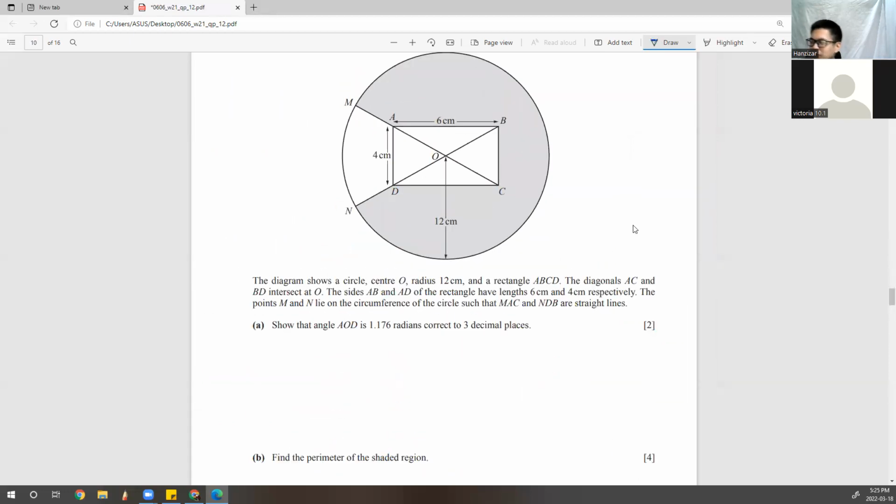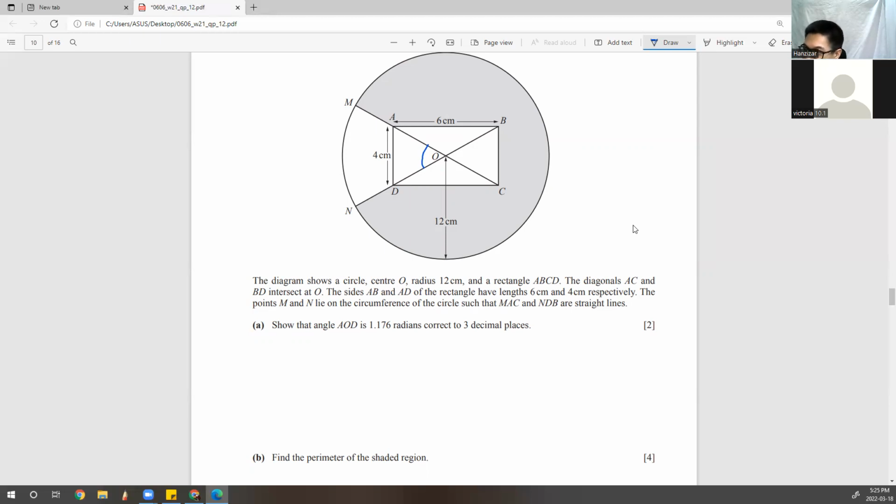Now, the diagram shows a circle with radius 12. Okay, the radius is 12. And what is it again? Okay, in between the diagonals, it has the rectangle here. Show that angle AOD is equal to 1.176 radians, correct to 3 decimal places.